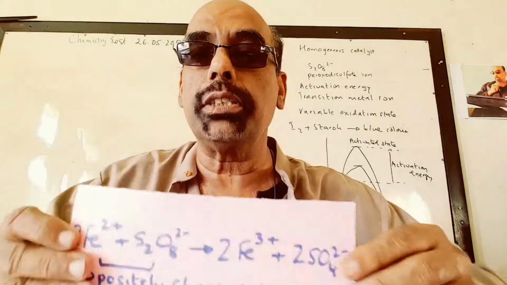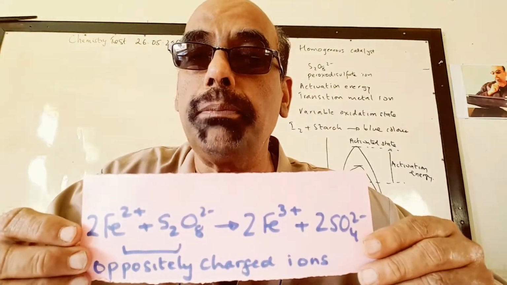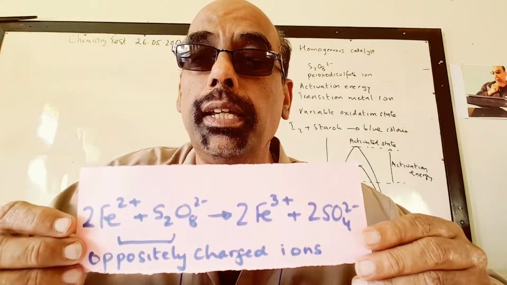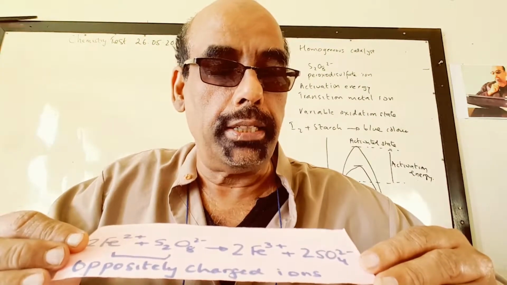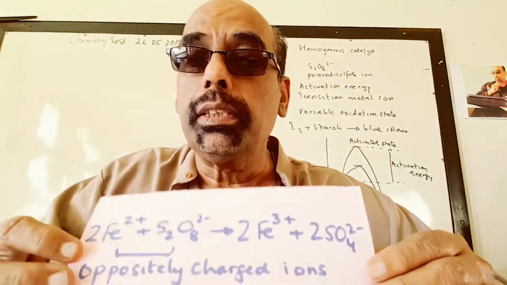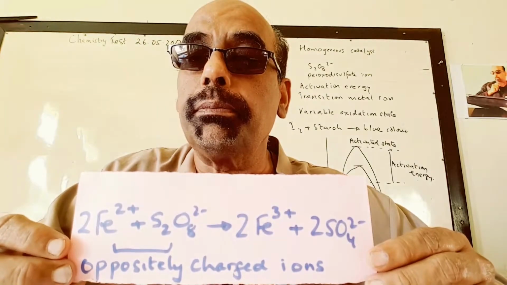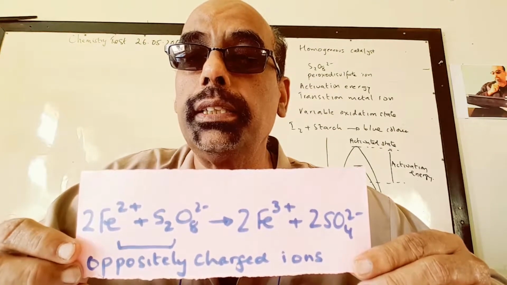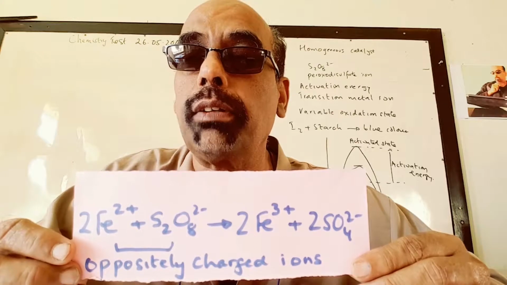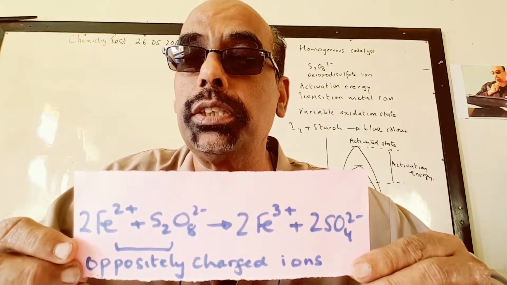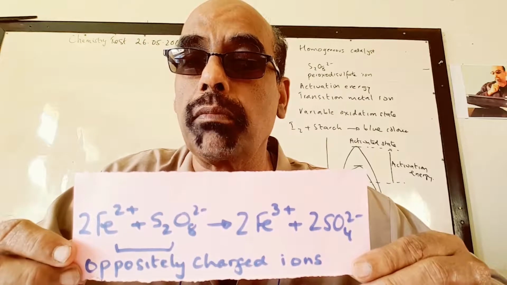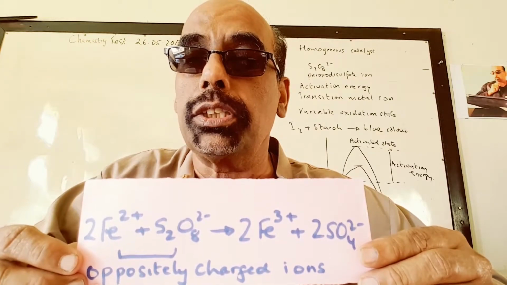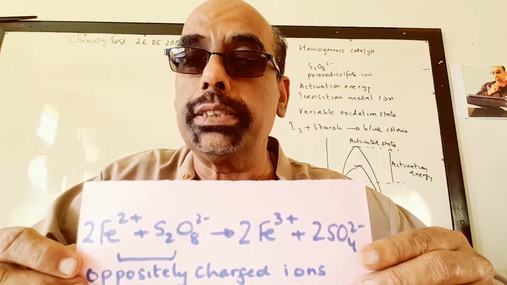So in this reaction, iron(II), which is a transition metal ion, reacts with the peroxydisulfate ion, giving you iron(III) and sulfate ion. Iron(II) is positive and peroxydisulfate ion is negative, so they can easily collide, easily attract, easily react. The activation energy is low. We have used iron(II) and a different reaction is taking place where the activation energy is lower. So there is a reaction.